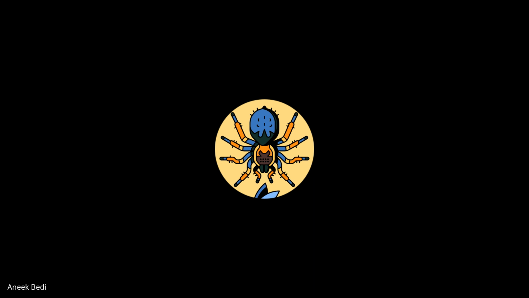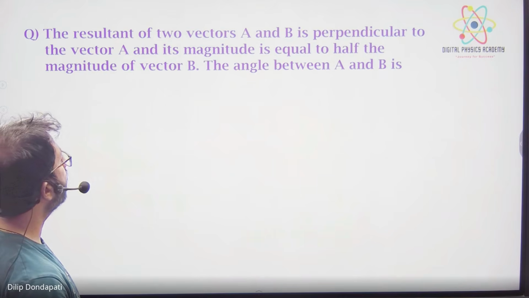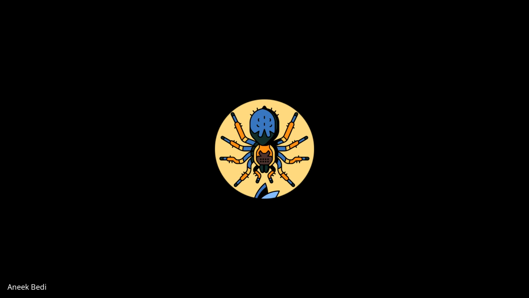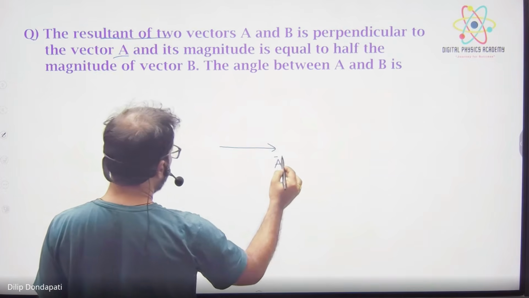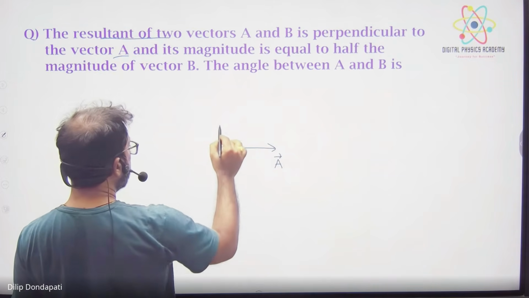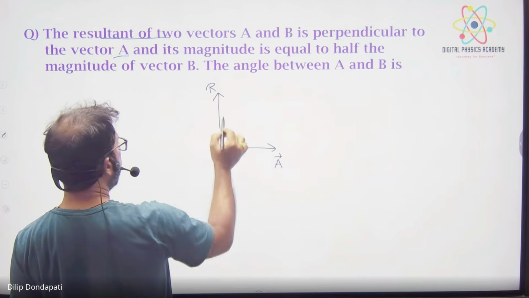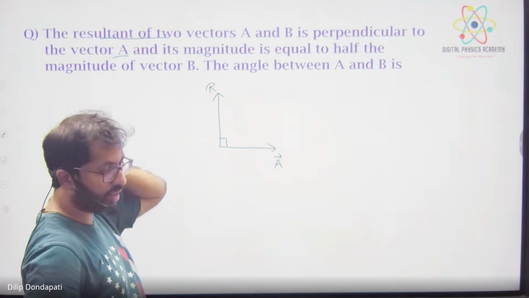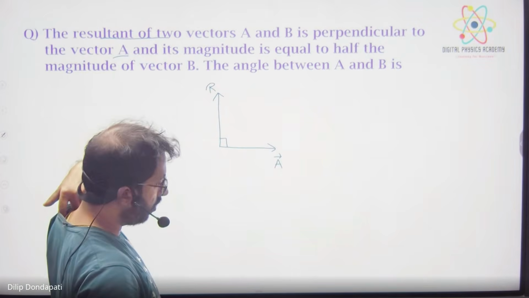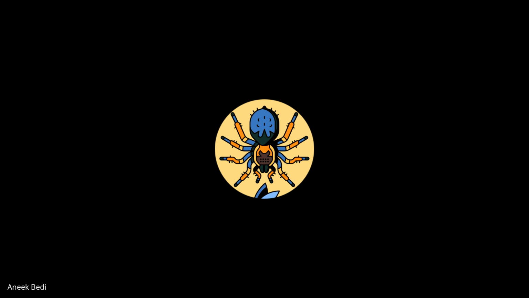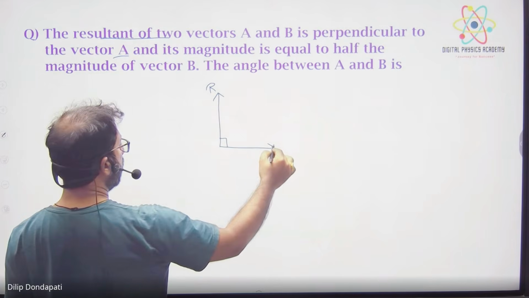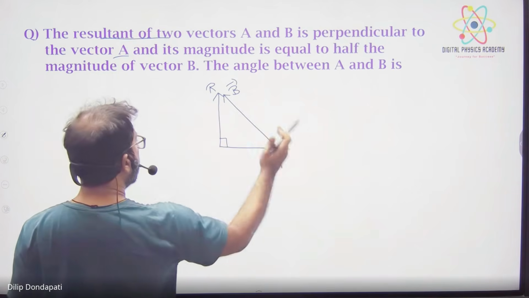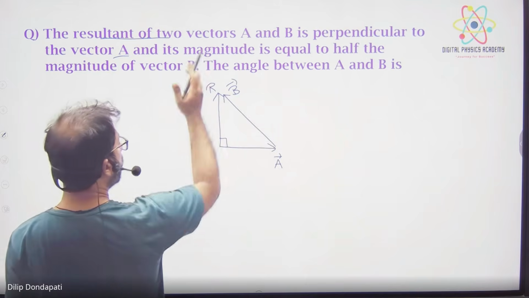Sir, can you solve it? The resultant of two vectors A and B is perpendicular to vector A, right? So first diagram draw करो. This is vector A. Resultant is like this, perpendicular to vector A. Can you tell me B vector कैसा रहेगा? If it is resultant, B vector, can you tell me using triangle law? Like hypotenuse. This is the B vector, right? We should take in the same order. The resultant will be taken in the opposite order.